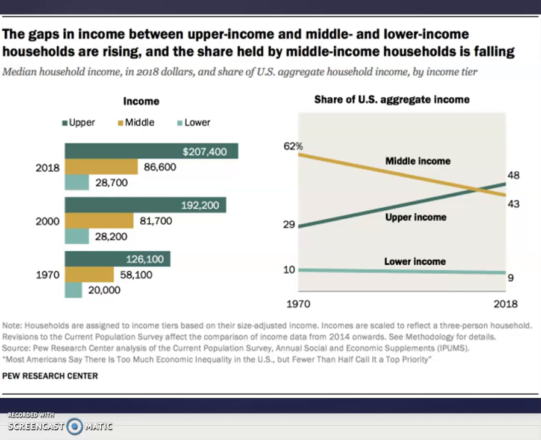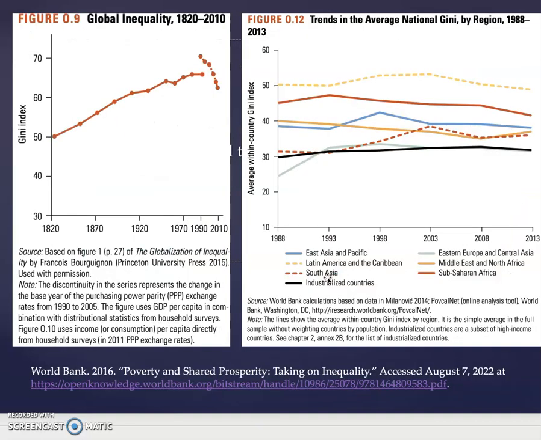So again, distribution within country: upper income individuals in the United States are replacing middle income in terms of highest percentage of U.S. aggregate income, and lower income just went from 10 to 9 between 1970 and 2018. So actually a lower share overall of aggregate income globally.